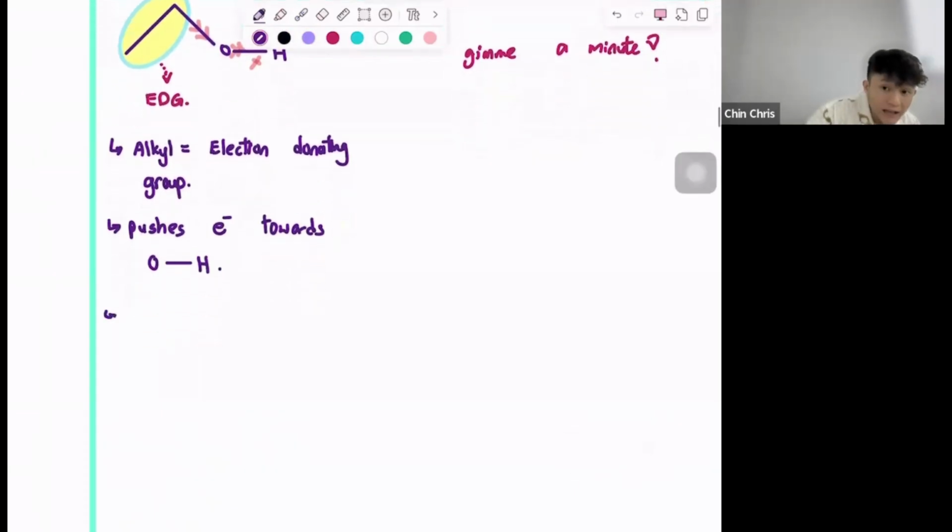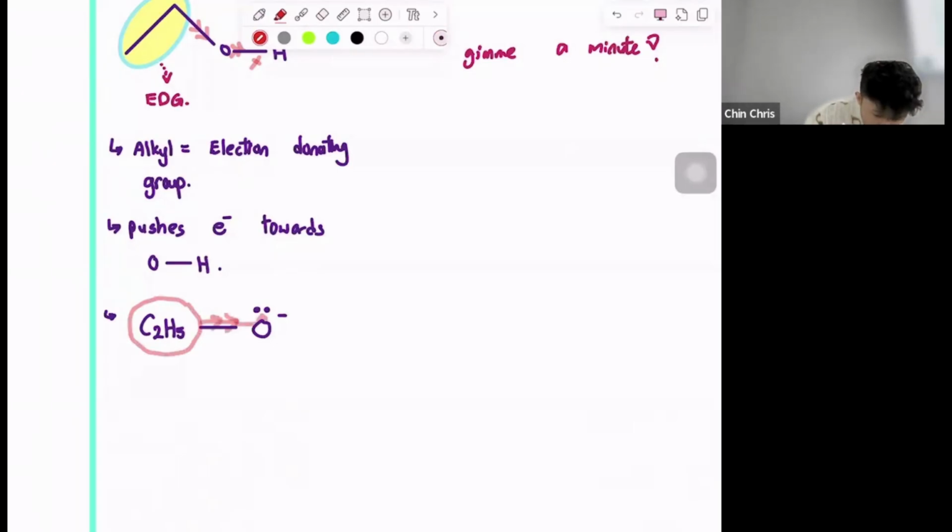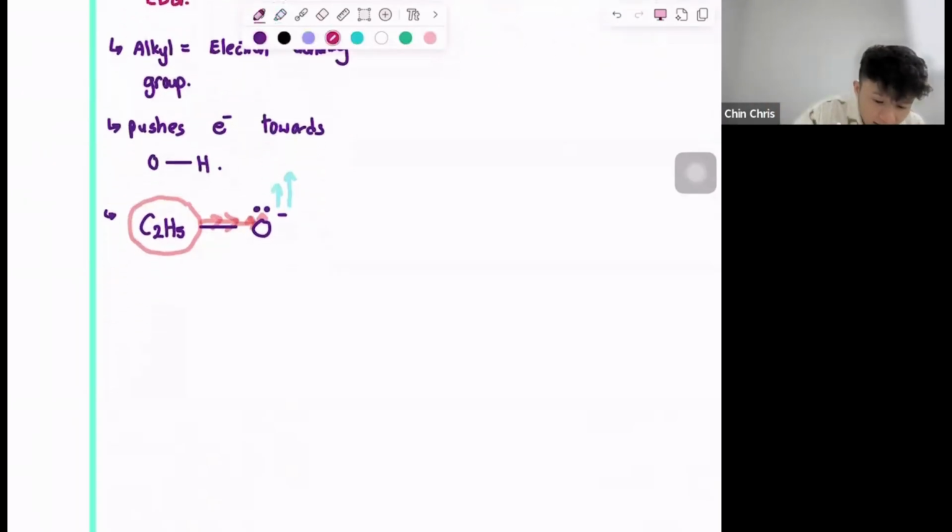So guys, I'm going to give you a diagram. You see this? You have a C2H5, then you have a phenoxide ion, let's say. This is a phenoxide ion, put it as minus. You see this EDG, what does it do? It pushes the electron towards the oxygen. So what about the charge density? The charge density goes up. So the charge density increases, which means if you put an H plus here, H plus is 100% going back into the ethoxide ion. By the way, we call this an ethoxide ion.